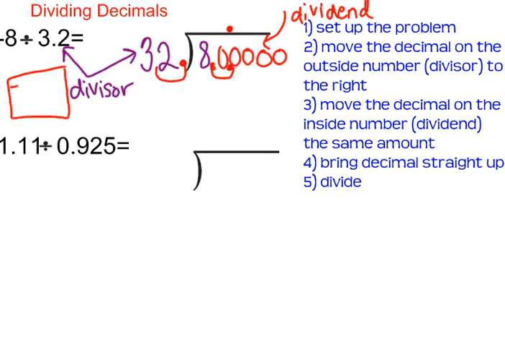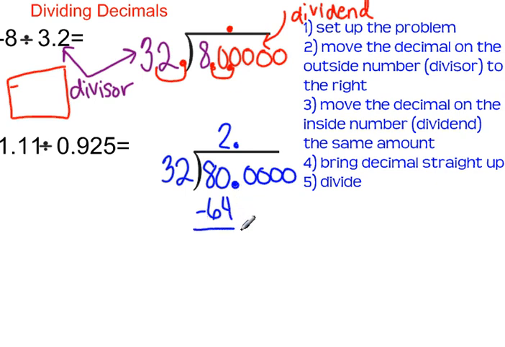Well, this looks a little messy for me, so I'm going to rewrite this problem down here. This is now 80 with a decimal point behind it, decimal point straight up, as many zeros after this as I need. And on the outside is 32. This is now a problem that I can tackle. I can say that 32 goes into 80 more than once. 32 goes into 80 2 times. 32 times 2 is 64. I'm going to subtract here and get 16.